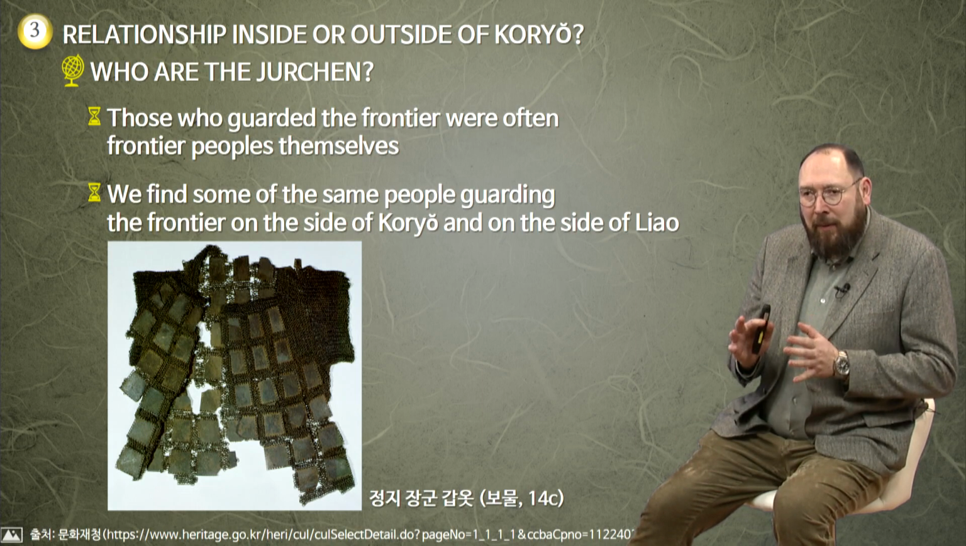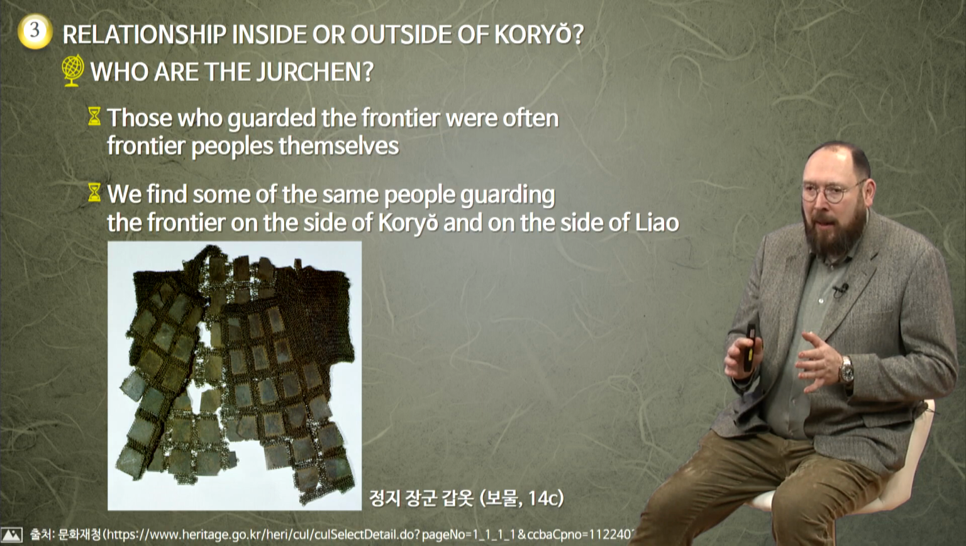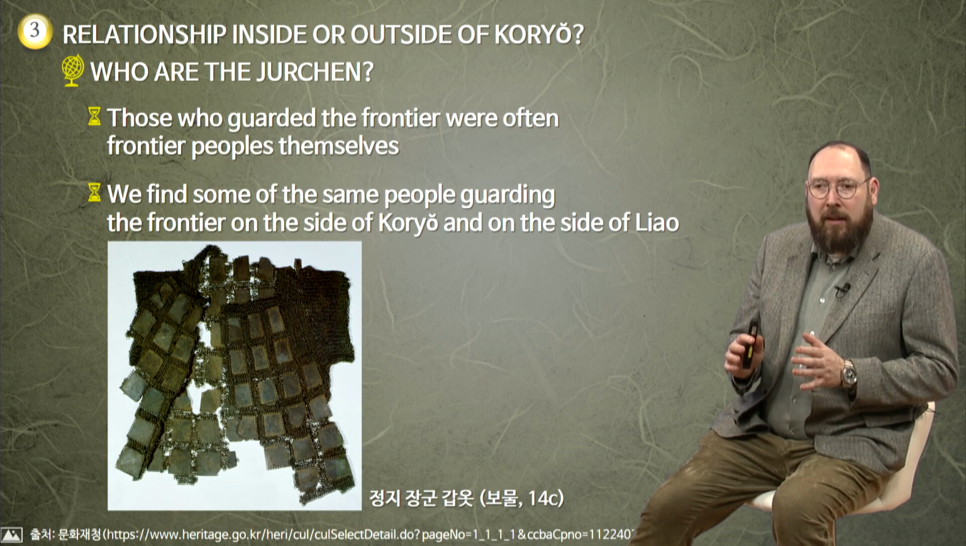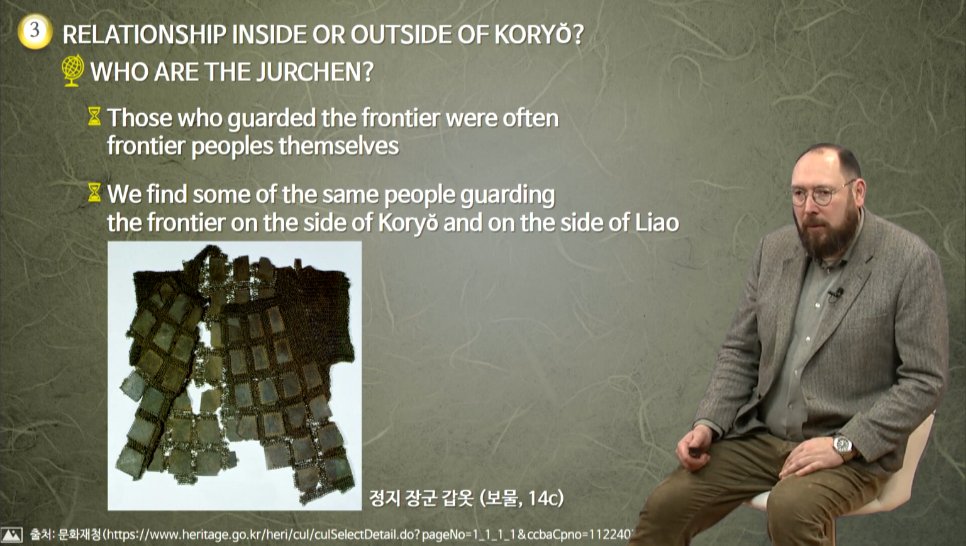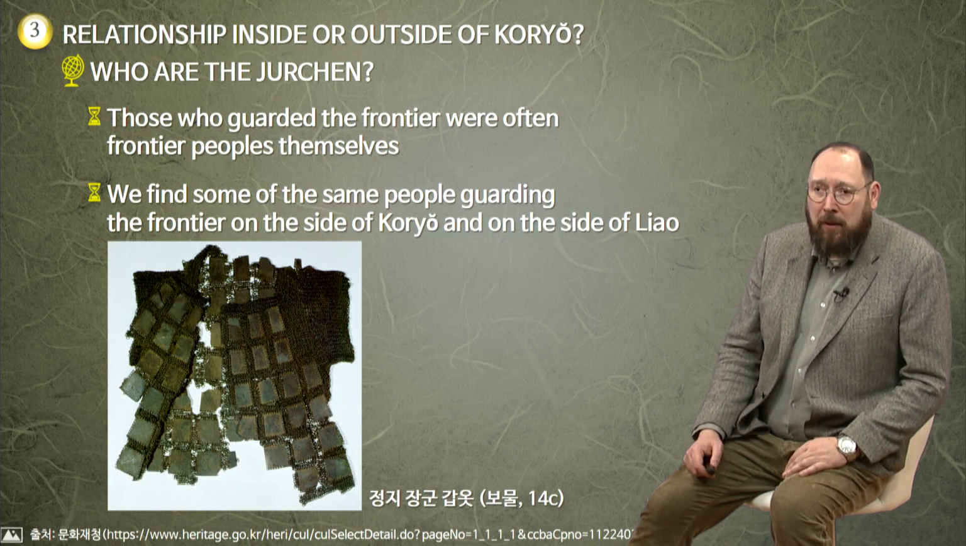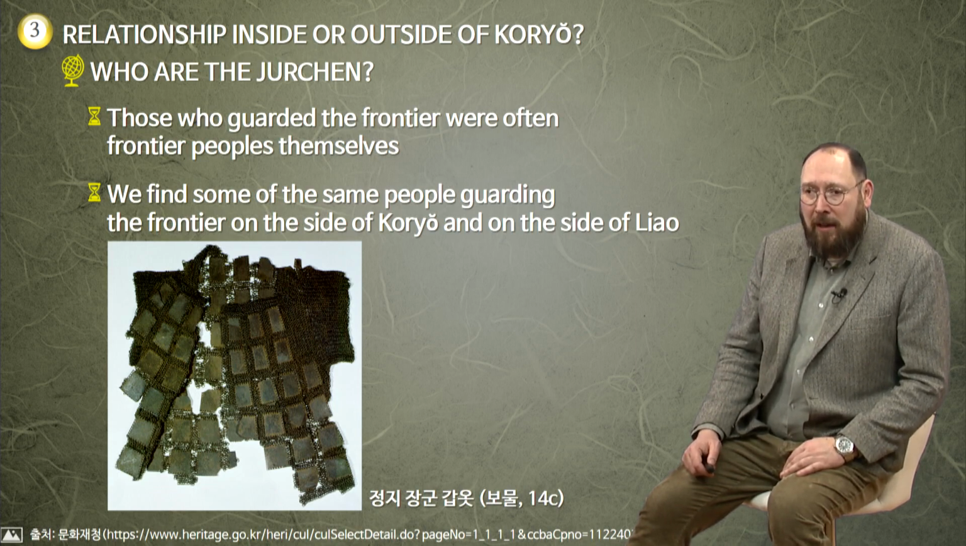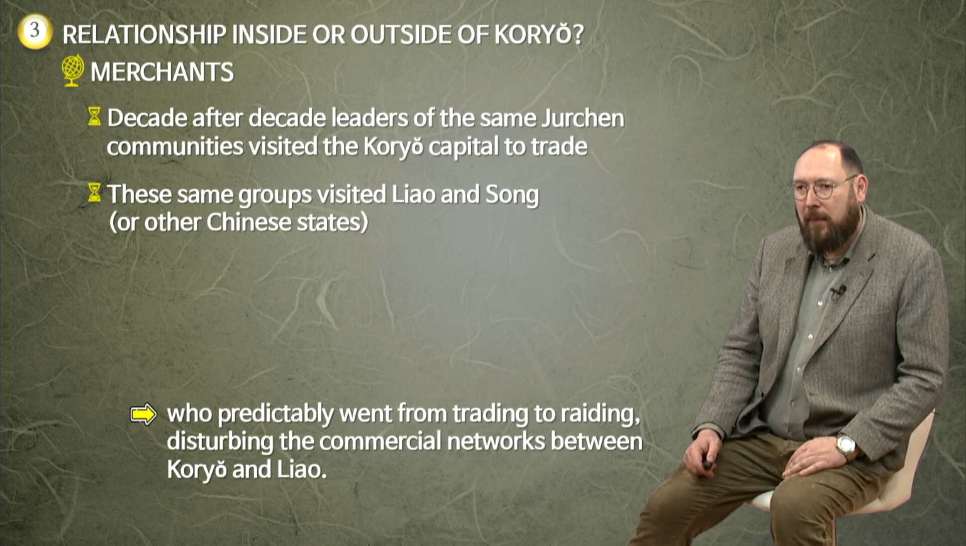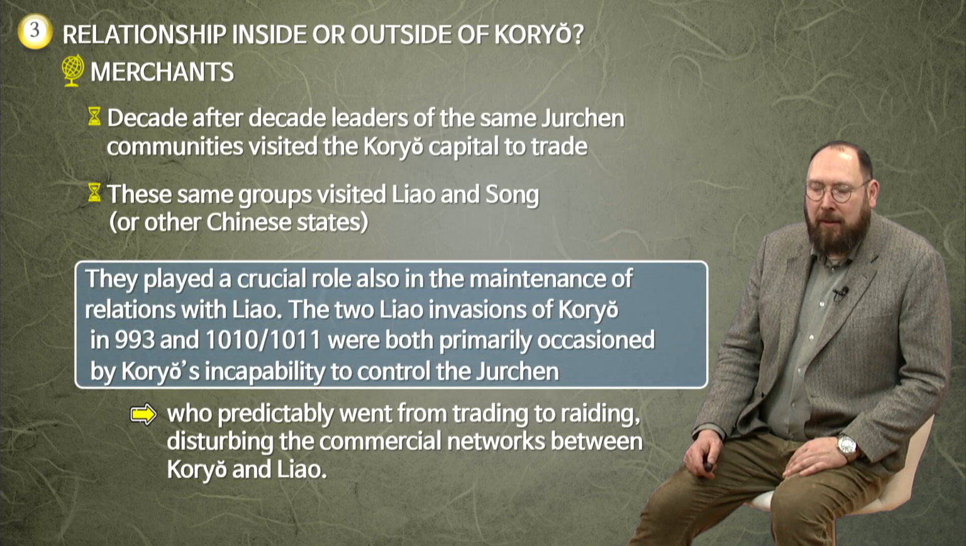And it's this very ambiguous relationship and ambiguous status of the Jurchen that characterizes who they were. So in the sources we actually find some of the same people, the same Jurchen, who guarded the frontier on the side of Koryo for Koryo, or on the side of Liao for Liao. And you can imagine that they would make sure that they would get paid anyway, no matter whom they were working for. Now, that's the first category of activities.